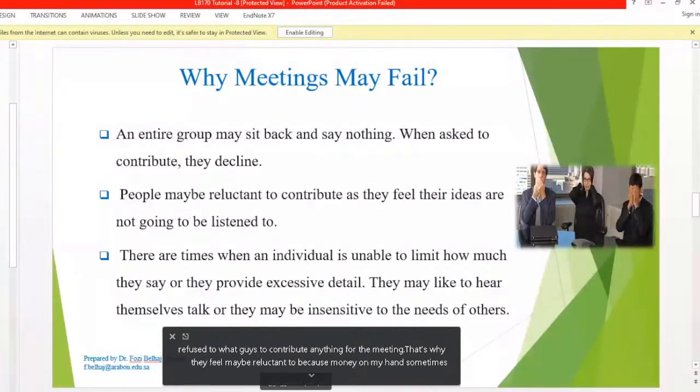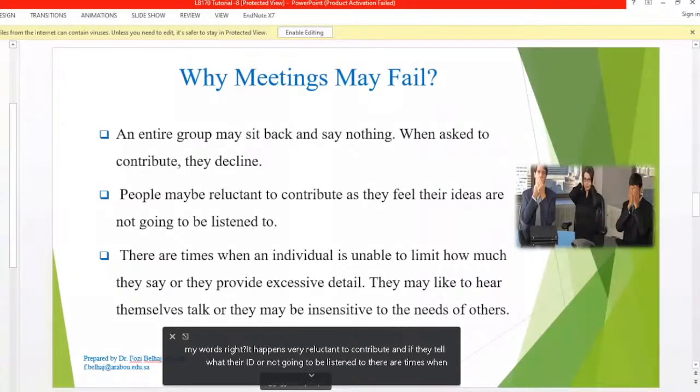Sometimes another reason why the meeting fails is that the employee feels that whether he talks or not it is the same thing, there is no use. Reluctant to contribute as they feel their ideas are not going to be listened to. It happens a lot sometimes. This is the main point: they don't contribute because they say, I spoke and suggested, and nobody is going to listen to my words, right? It happens. This is the most common thing, I think. Reluctant to contribute. They feel what? Their ideas are not going to be listened to.